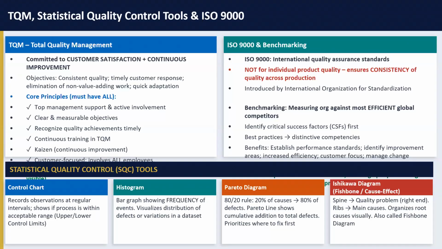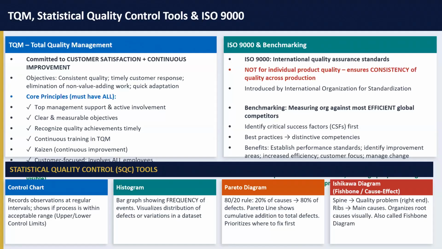Histogram, we all know. It's a bar graph showing frequency of events, visualizing the distribution of defects and variations in a data set. Suppose I'll tell you an example. You are producing a product and you have found 4 quality defects in it, 4 reasons for quality defects. You will plot the frequency in which these defects have taken place. The highest bar or the highest line that you plot in the histogram will show you the highest factor that caused you the maximum loss. That is how we use a histogram.